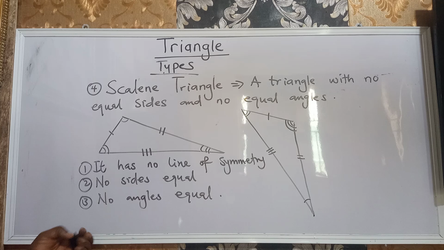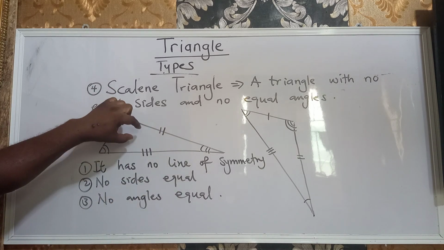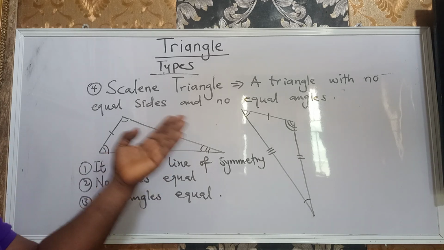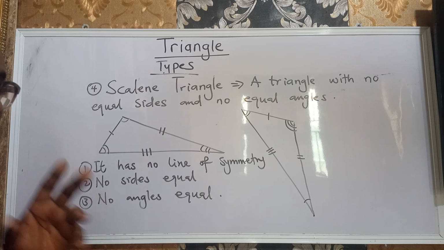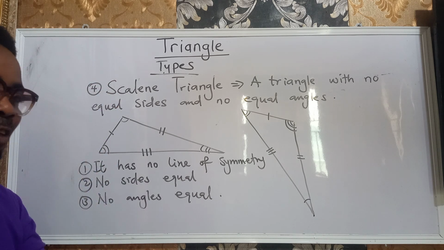That means the first 3 we have is that it has 3 sides, it has 3 angles, and the sum of the interior angles is 180. Then you cannot share it. It has no line of symmetry, no sides equal, no angles equal. That is all I need to talk about today about triangles. There are 6 special things about triangles that we will discuss, but maybe in a subsequent video.